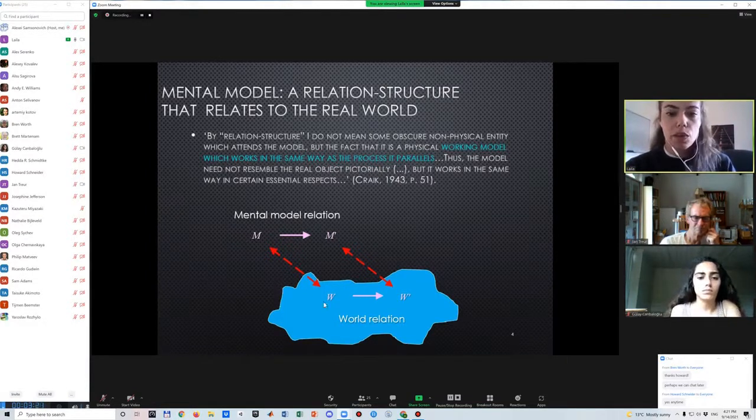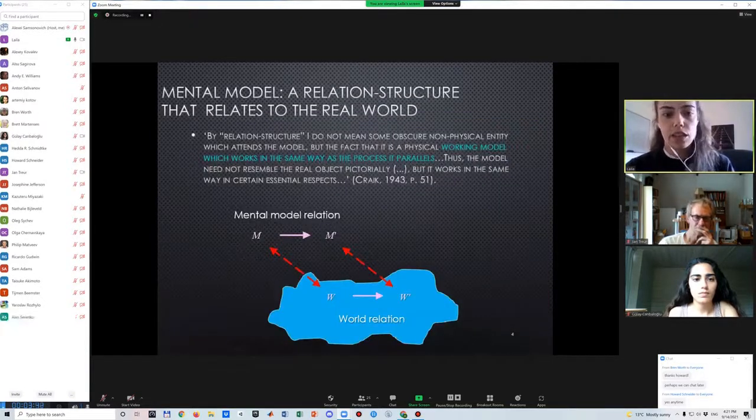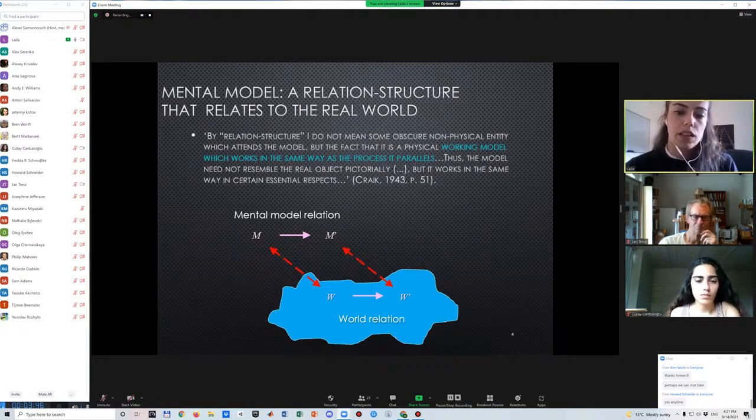We have a real world situation, which is like in the blue blob, and between world states W and W prime, there's a kind of relation. And then in the mental model, there are states that are similar, but not necessarily the same. And they also have a relationship between them. So what's important is that they both have the relation between the states that are resembling each other.